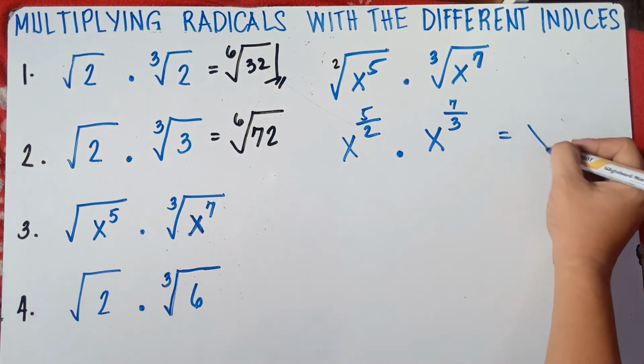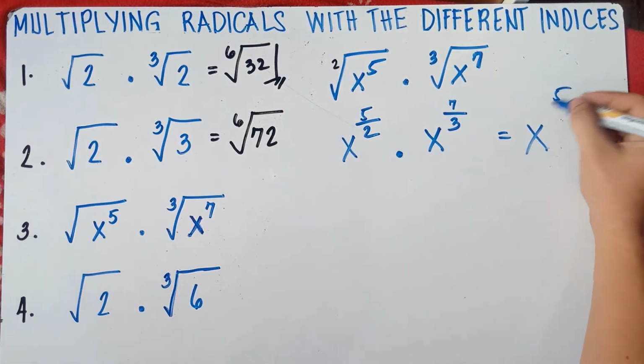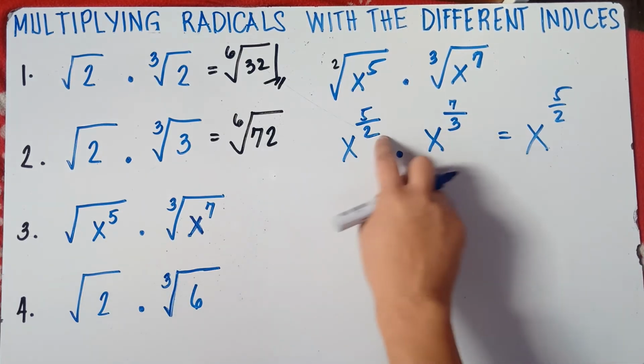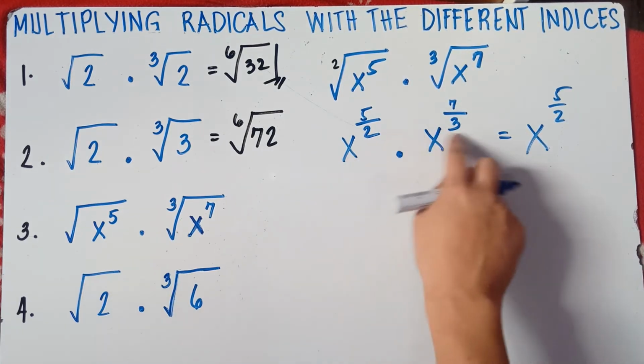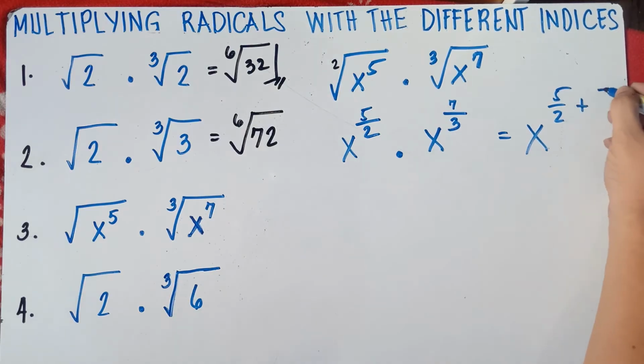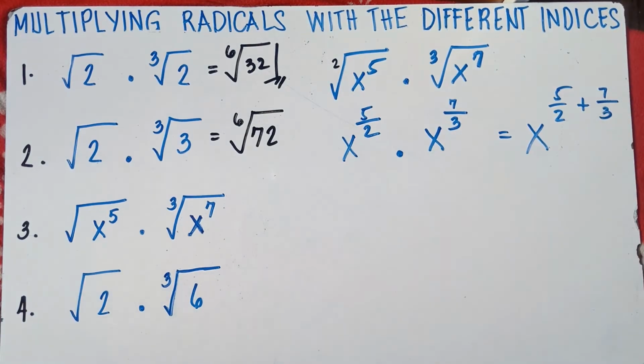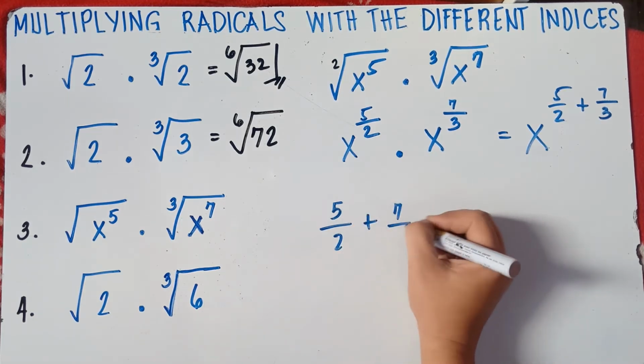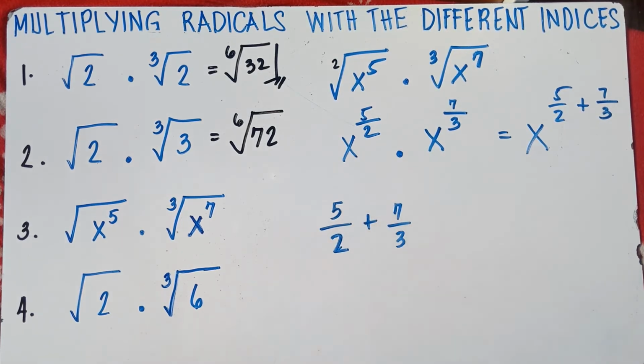So this will be x raised to the power of 5 over 2. Copy the base, then add the exponent, plus 7 over 3. Alright, so 5 over 2 plus 7 over 3. So once again, you do have two solutions.